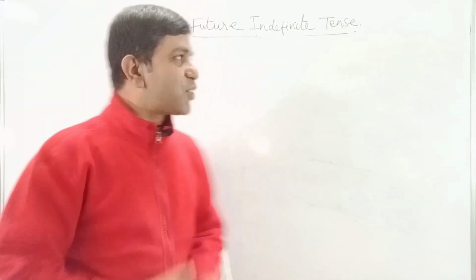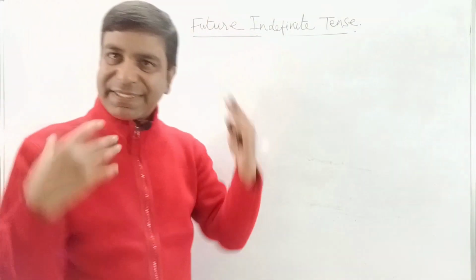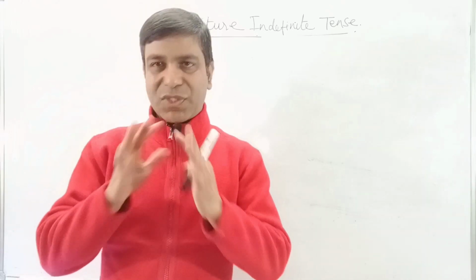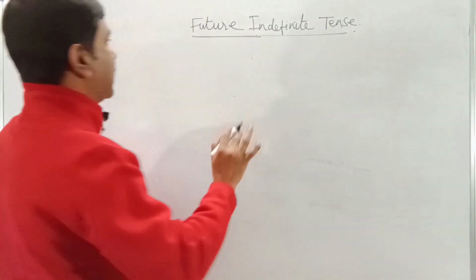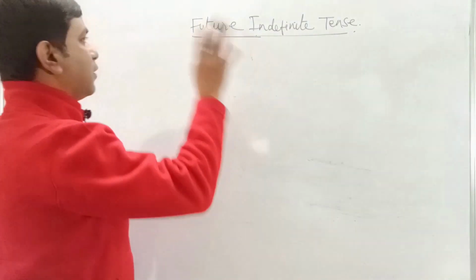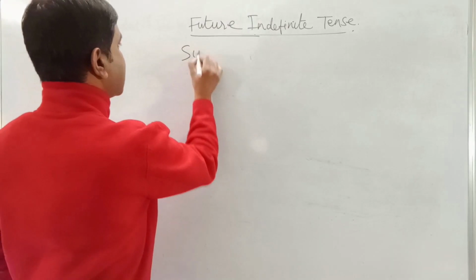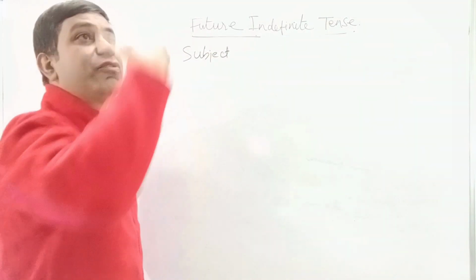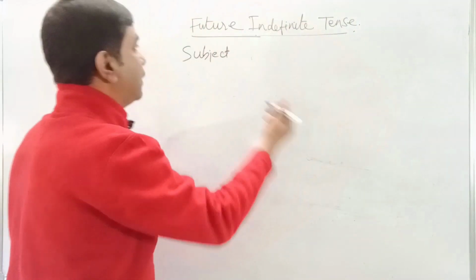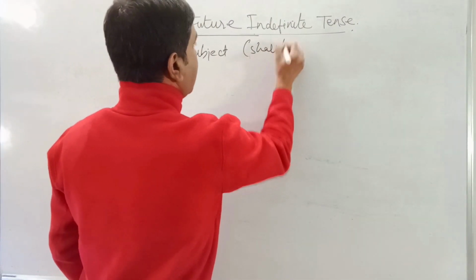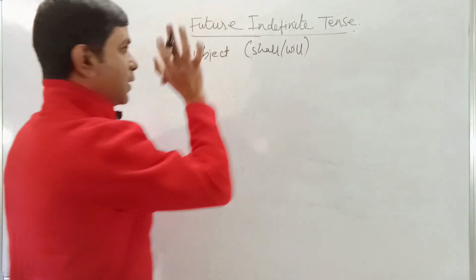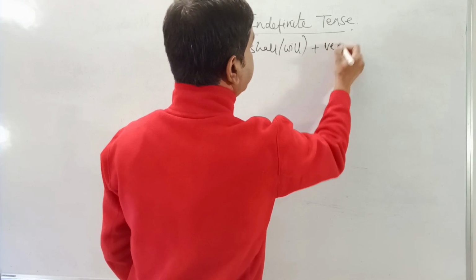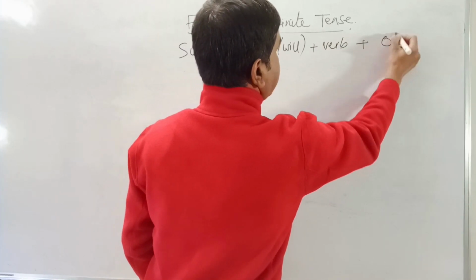All right, now let's talk about future indefinite tense. What is future indefinite tense? How and when is it used? Let's talk about that. Just like present indefinite tense, future indefinite tense also has a subject, but there is an exception. Since we are talking about the future time, the time yet to happen, we use shall or will with the subject, and then after that comes the verb, and then comes the object.